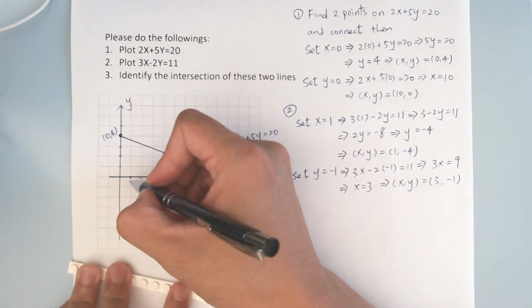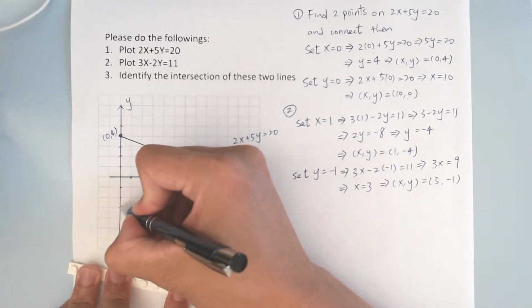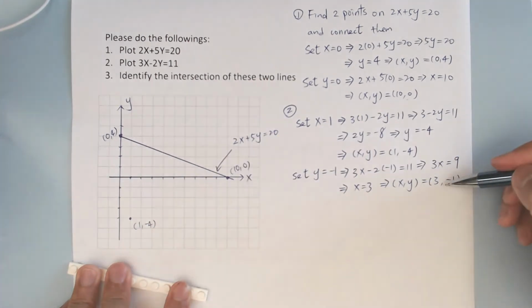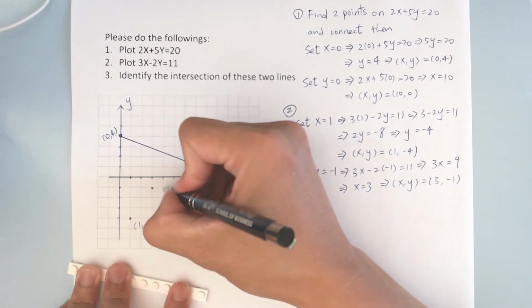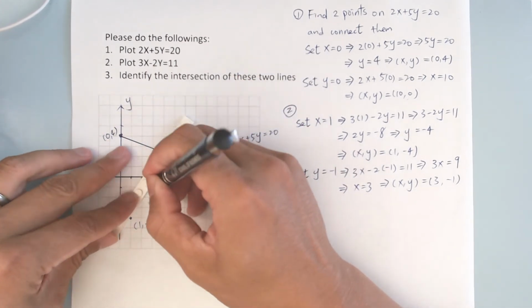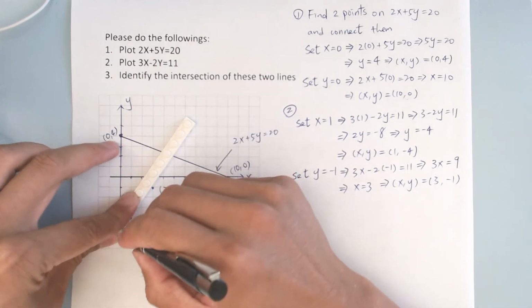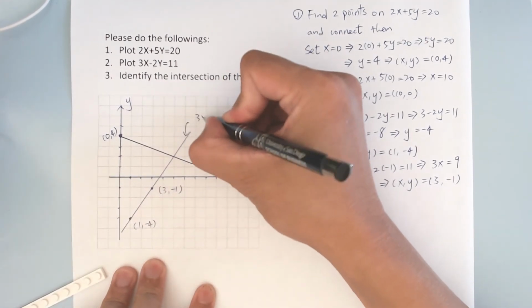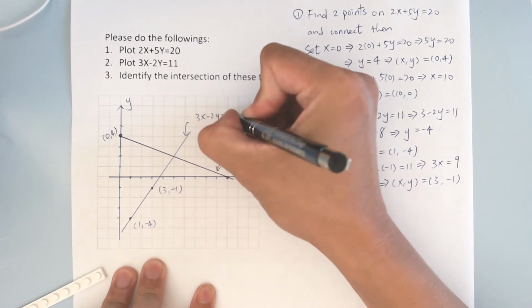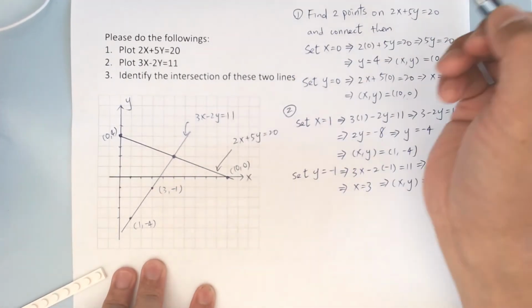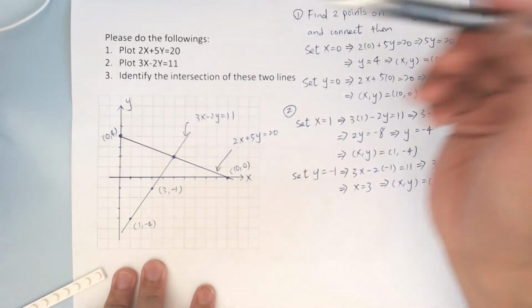First point is (1, -4), so it's over here. Second point, (3, -1). So this is (3, -1). All right, connect them. So here's a line called 3x minus 2y equal to 11. Okay, so we can visually identify the intersection is over here.